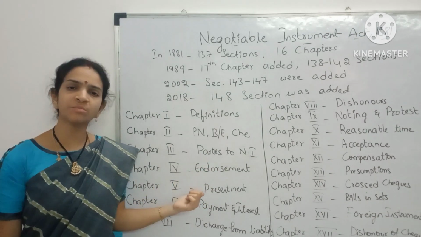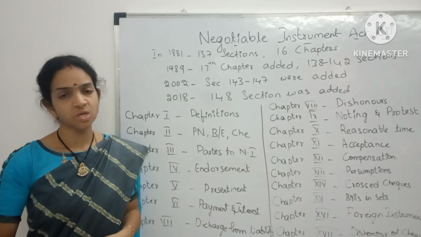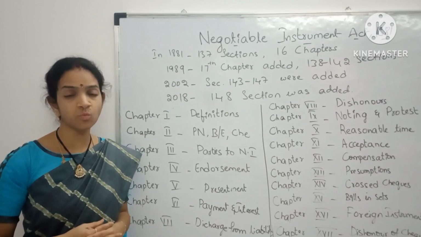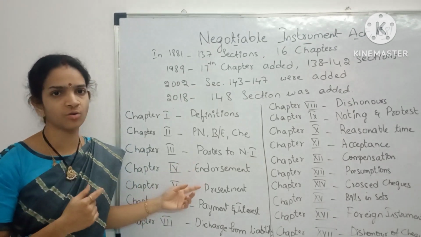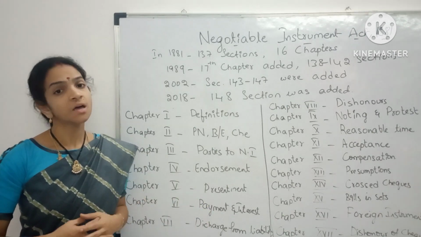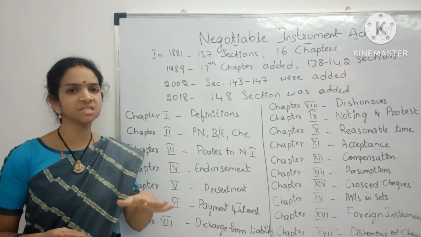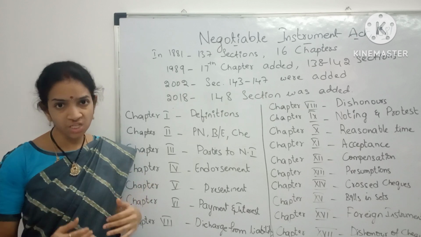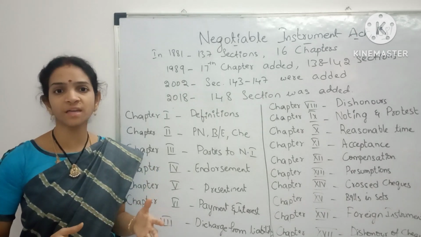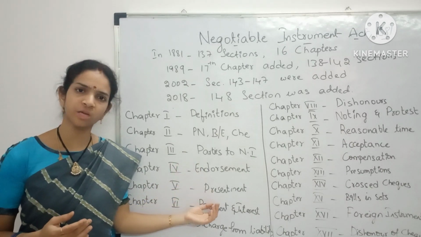Next is chapter 5, which completely deals with presentment. When the instrument has to be presented, in what way it should be presented, what happens if it is not presented and so on. Next is chapter 6, which deals with payment and interest. How a payment will be considered valid, what the conditions to it are, and what the rate of interest prescribed by the Negotiable Instruments Act is. We will be looking into that.